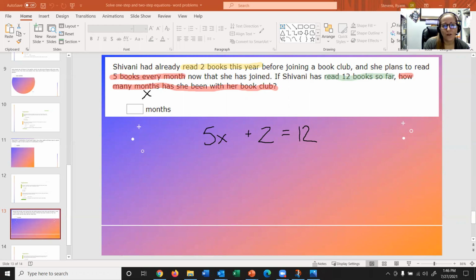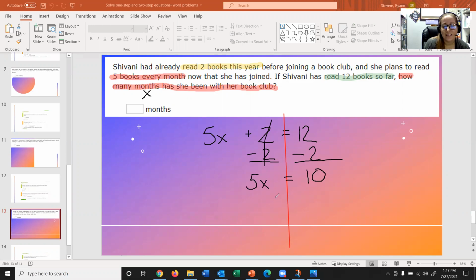So I'm going to draw the line to separate the equal sign. And then we're going to start away from the variable. So the first thing we're going to start with is this 2. Since it's a plus 2, we're going to subtract 2 from both sides of the equal sign, which is then going to cancel. And then we have 12 minus 2, which gives us 10. We're going to bring down our 5x, and we're going to set this equal to 10.